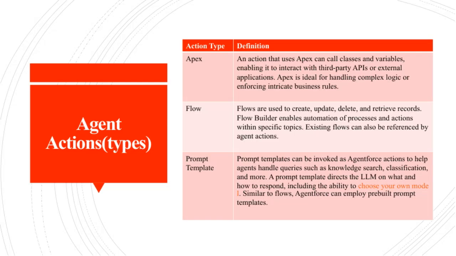Let's take a closer look at the different types of agent actions and what they mean. First, we have Apex actions. These are powerful because they allow us to call classes and variables within Apex, which means we can interact with third-party APIs or external applications. Apex is especially useful when dealing with complex logic or enforcing intricate business rules, giving us a lot of flexibility and control. Next, we have flow actions.